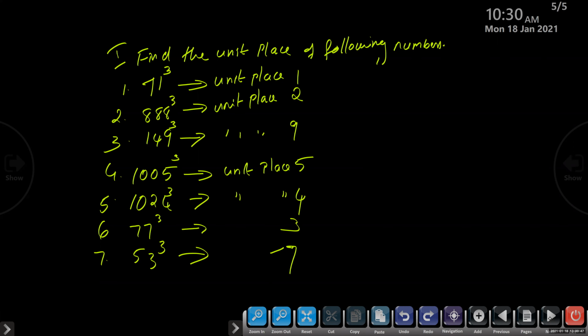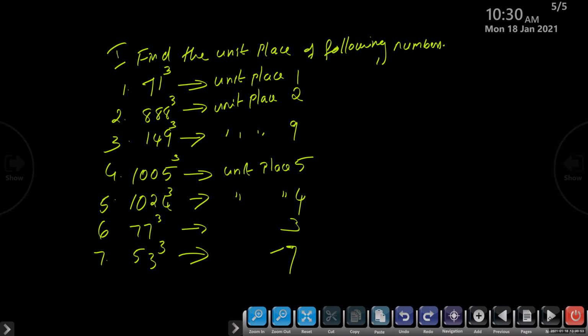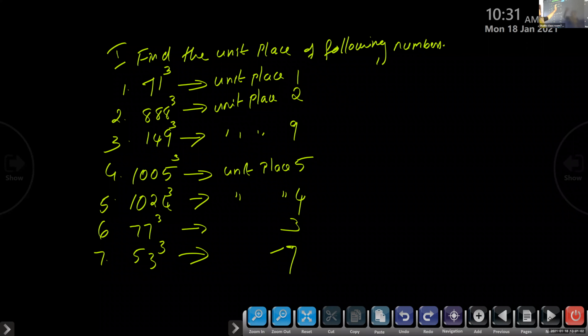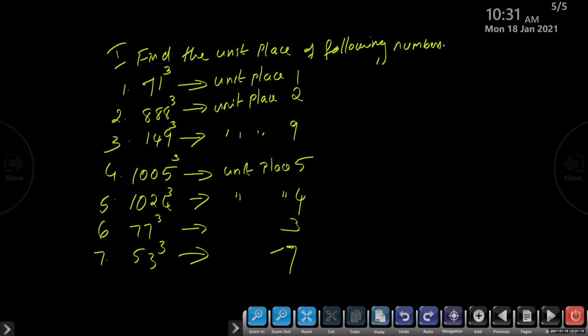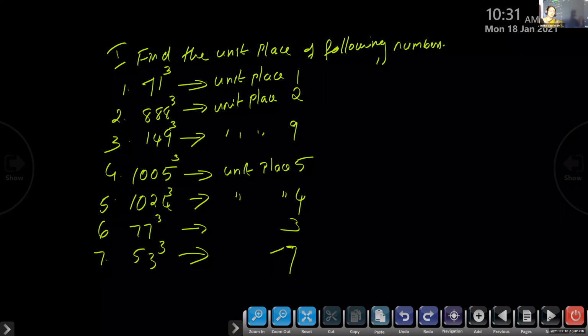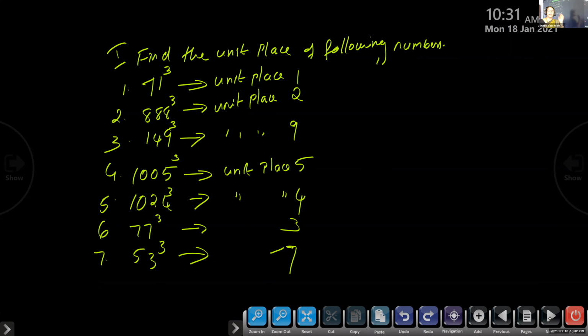If the digit in the ones place of a number is 0, 1, 4, 5, 6, or 9, then the digit in the ones place of its cube will be the same digit. If a number ends with 0, 1, 4, 5, 6, 9, its cube also ends with the same number.